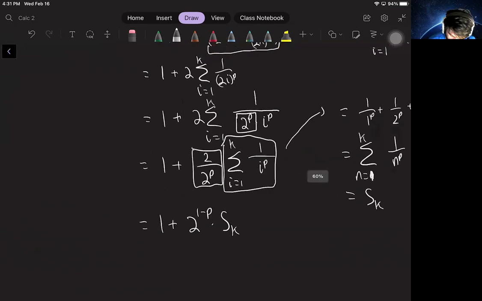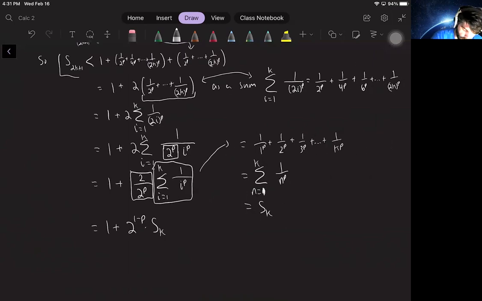Okay, so long ago, what we started with was this thing. So now let's zoom out and just say what we have. So we have S2k plus 1. We don't know a formula for it, but we know that it's less than this other thing.